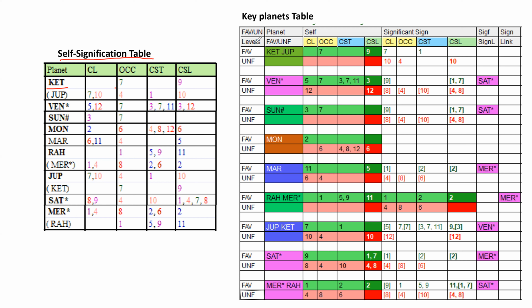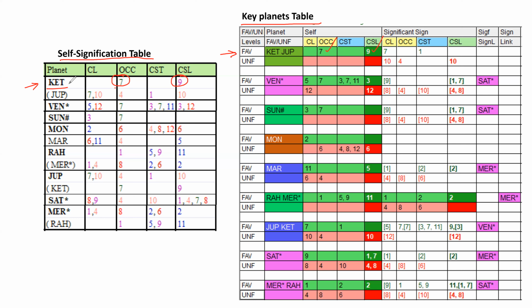Now, on the right-hand side is the key planets table. Take Ketu: its favorable houses are occupying the 7th house, and CSL also the 9th house. These two are favorable. You can see the favorable houses of Ketu are given as OCC 7 and CSL 9. That weight has been given because only favorable is present.